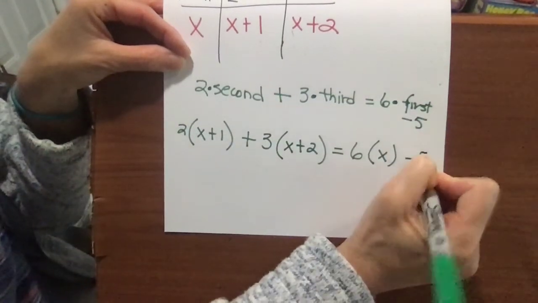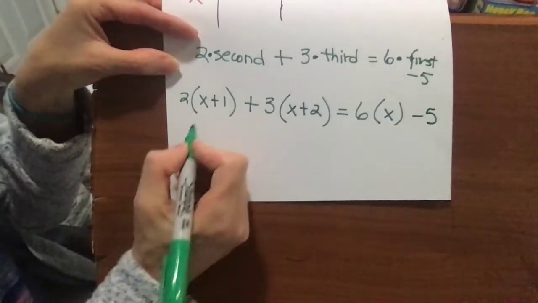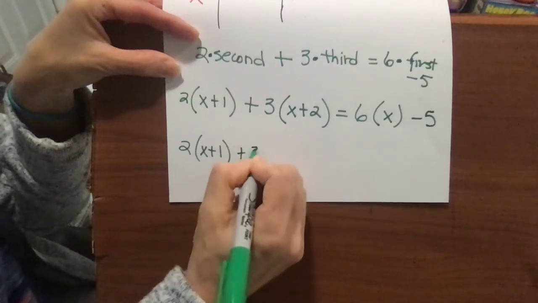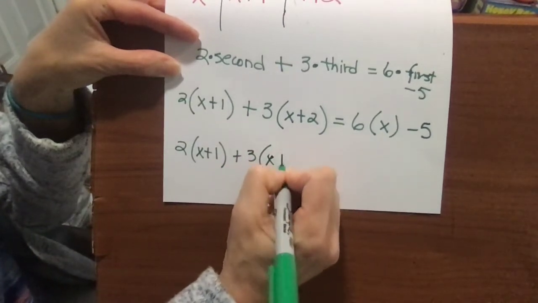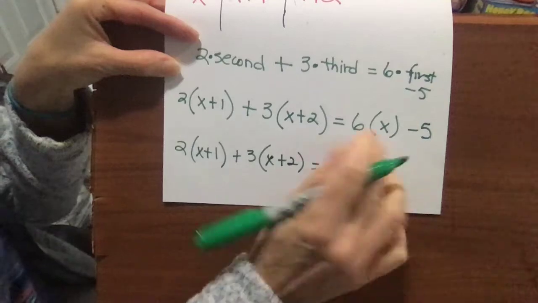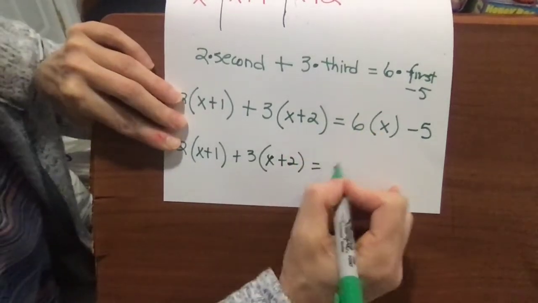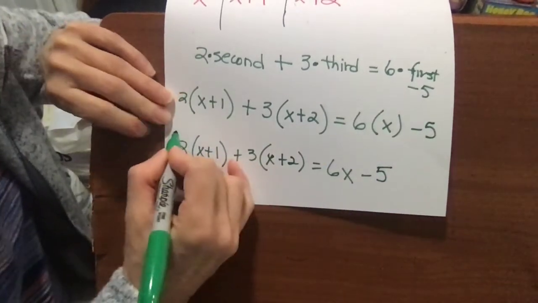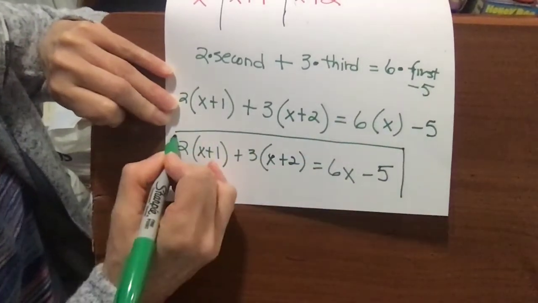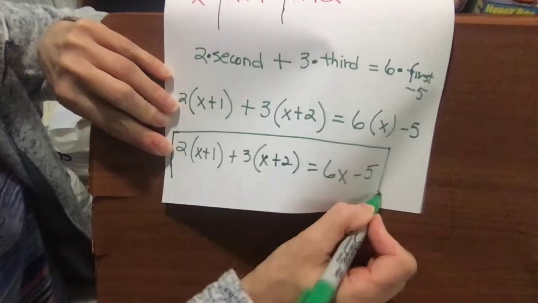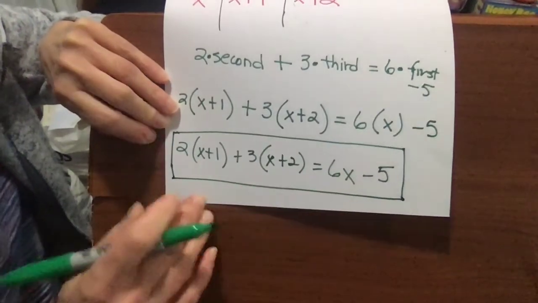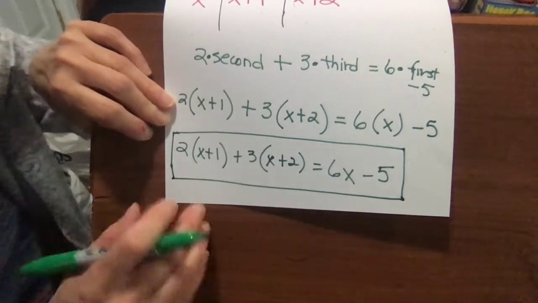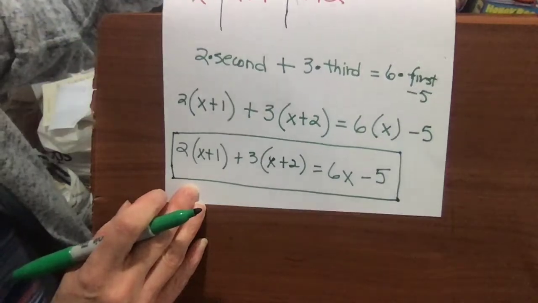And then minus 5. So our equation is 2 times the quantity of x plus 1 plus 3 times the quantity of x plus 2 equals, now this is one term, that x, so we can drop it and just say 6x minus 5. And that's our equation for this word problem. Now we are going to be able to solve a problem like that very easily, but it'll be a little while before we get to it. All right, so right now it's just deciphering and decoding the words.